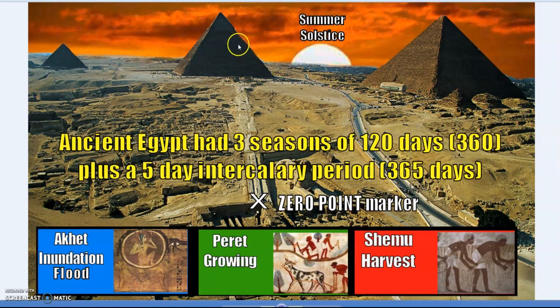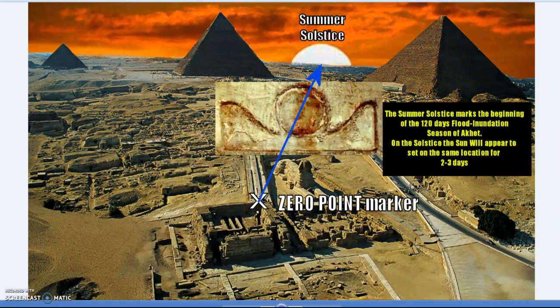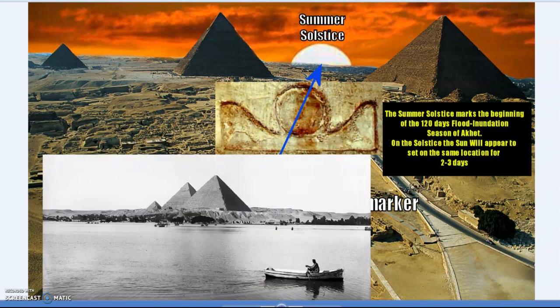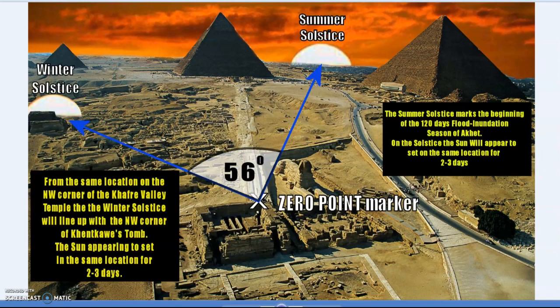The summer solstice sets from the 0 point directly between the Khafre pyramid and the Great Pyramid, or Khufu's pyramid as it's called. For the 120 days of Akhet, we even see the symbol for Akhet, the sun going down between the mountains. That's a 120-day season and the beginning of this all-important flood cycle. The winter solstice would be marked from the 0 point, from the northwest corner of Khentkawes's tomb/pyramid. So we have a fixed 56-degree angle between those.